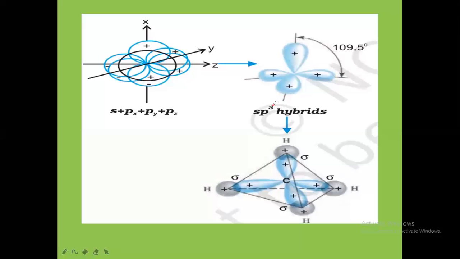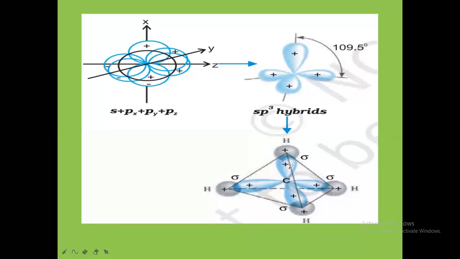Like this, every hybridization gives different types of orbital geometries. In this case, all the 4 sp3 hybrid orbitals are not in the same plane. They are in different planes. That's why the tetrahedral geometry is a non-planar geometry.